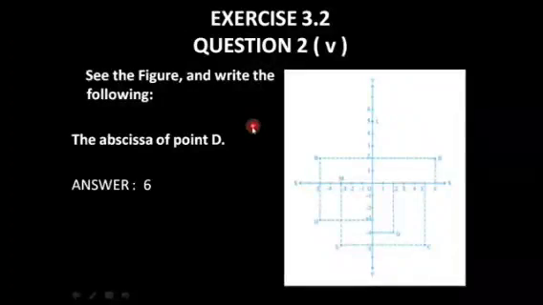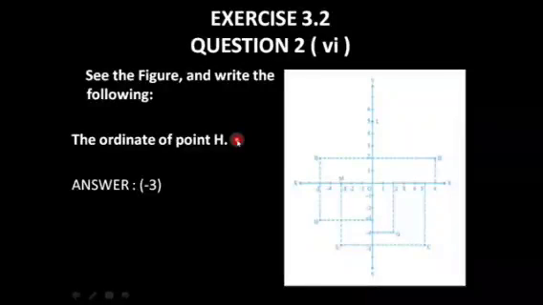The next question is to find the abscissa of point D. Now, here comes the word abscissa. If you remember, I told you abscissa refers to the x coordinate. So here we have been asked to identify the x coordinate of point D. So where is our point D? Let us try to find that. Here it is, point D. And the x coordinate for point D is number 6. So 6 is the abscissa of point D.